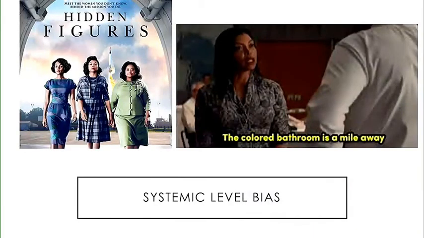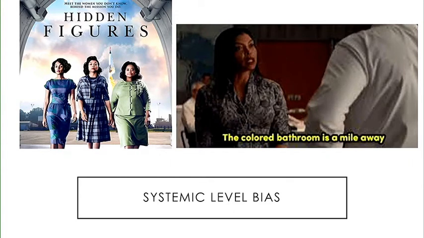And I think that if you haven't seen the film Hidden Figures, you should definitely see it. It's amazing. It's a wonderful film. It's very uplifting. It's also very educational, and I think there's a wonderful example of systemic bias. I mean, there's multiple examples of bias in this movie, and one of them is of systemic level bias.